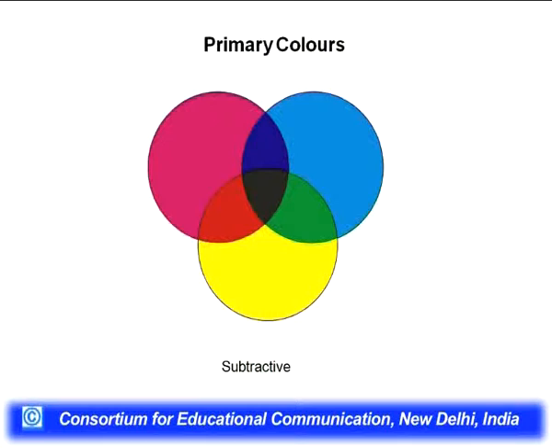Then next, these are colors of the pigment. Here you can see the red color and magenta color overlapping and creating another color. And when all the colors are superimposed, they create black.